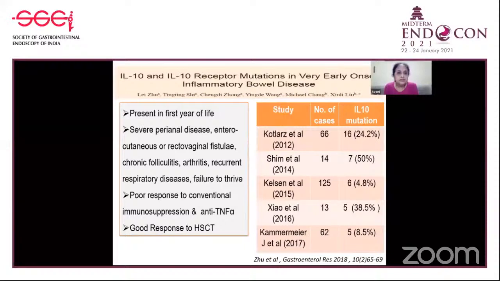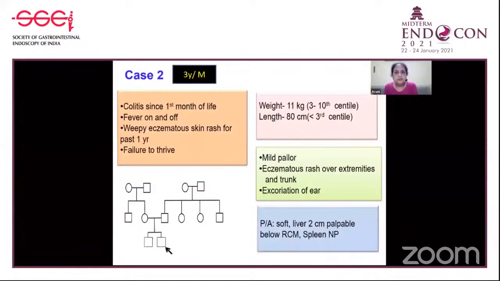They have severe perianal disease, enterocutaneous or rectovaginal fistulae, chronic folliculitis, arthritis, recurrent respiratory diseases, and failure to thrive. They have a poor response to conventional immunosuppression, as was seen in our case, and they respond very well to hematopoietic stem cell transplantation. As you can see, in these 5 studies, anywhere from 8 to almost 30% of these children, depending upon the selection criteria, had these IL-10 mutations.